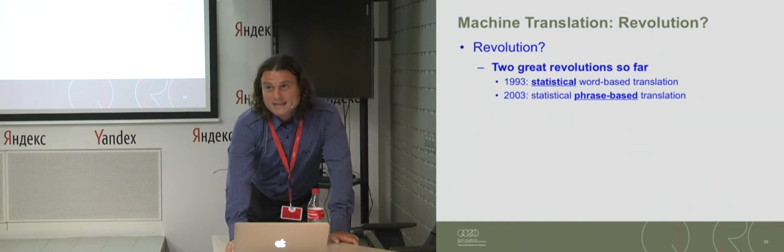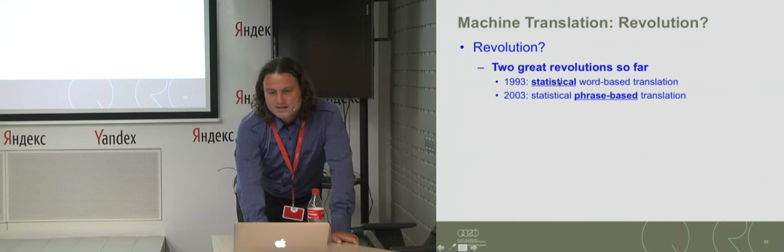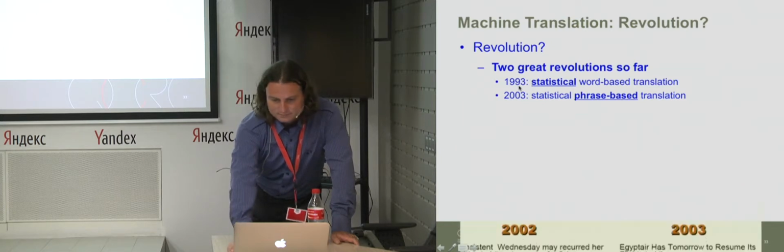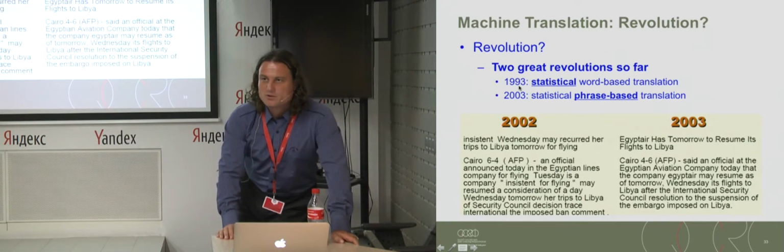What about revolution? There have been two revolutions so far. I mean, it has happened twice. The first one is 1993, when the statistical methods came around, those IBM models. Before that, everything was rule-based. The second one was when the phrase-based model came around in 2003, 10 years later. When I talk about revolution, this is what I mean.